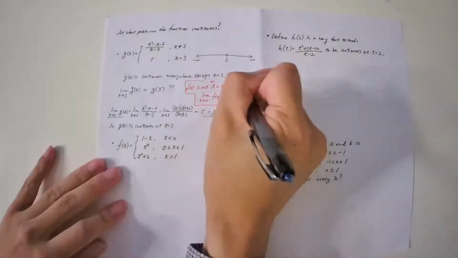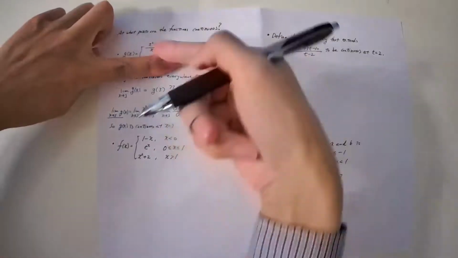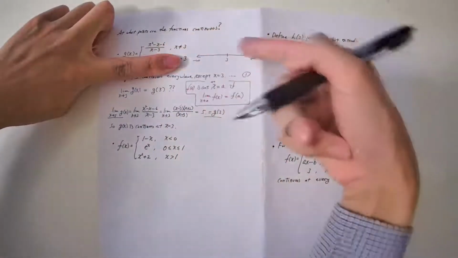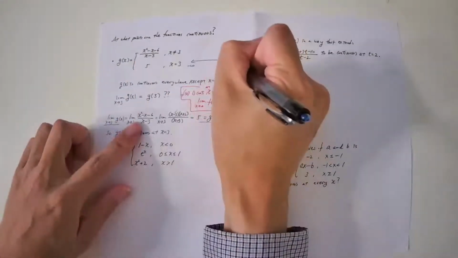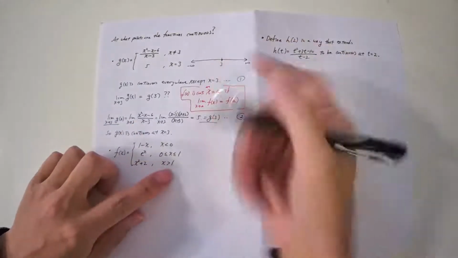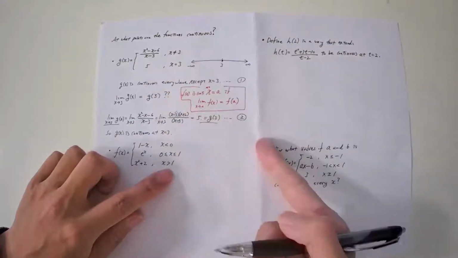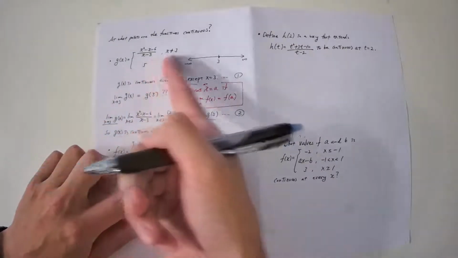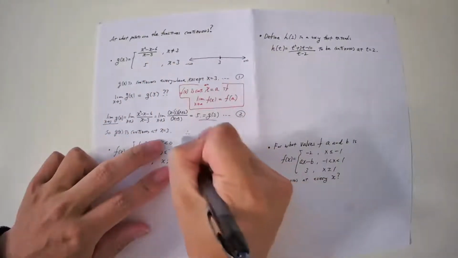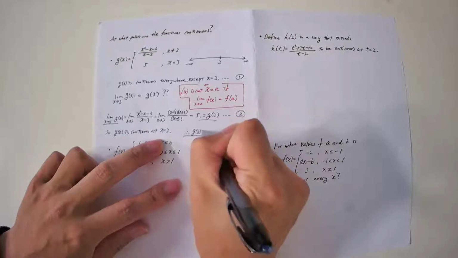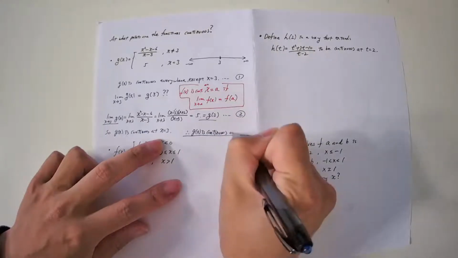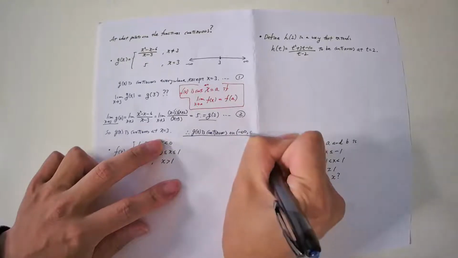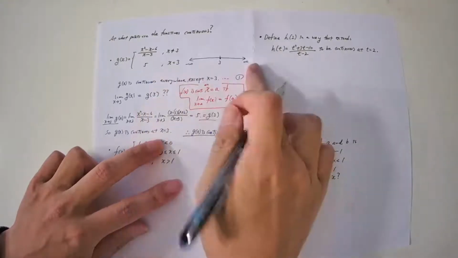So here's the conclusion. From the first step, this function is continuous everywhere, possibly except x equal to 3. And from this computation, you showed that the function is also continuous at x equal to 3. Together, you can conclude that g of x is continuous everywhere, on negative infinity through positive infinity.